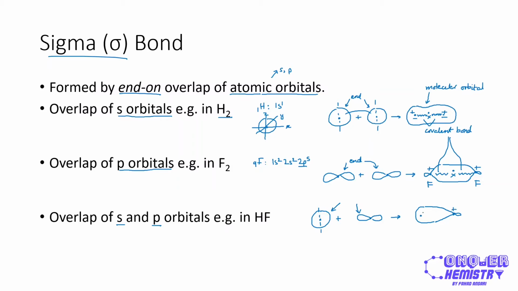So I have a positive nucleus here of the fluorine, a positive nucleus here of the hydrogen, and in between I have the bond pair of electrons that are attracted to both nuclei, right? And over here you can see that the p orbital in the fluorine atom changes shape so that the end overlapping with the s orbital of the hydrogen can overlap in a better way by providing a greater area of overlap. So this is the sigma bond.